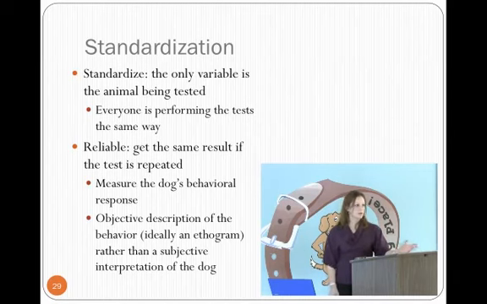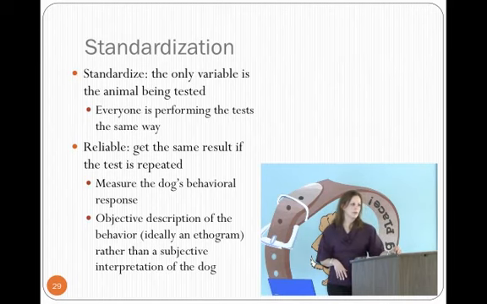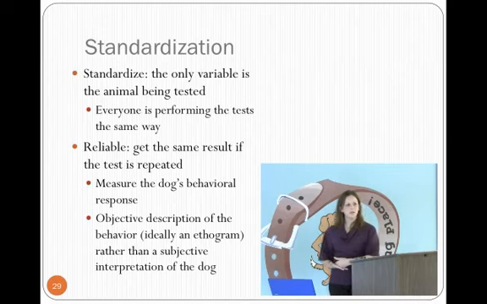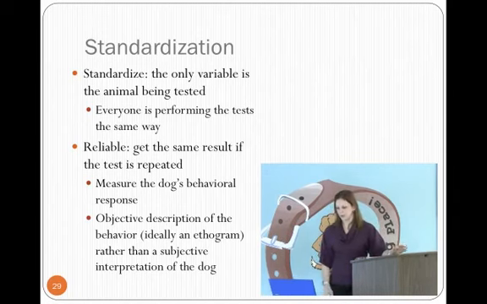And then we have to look at reliability. So if we repeat the test, are we going to get the same results? Ideally, when we're doing these, we want to measure the dog's behavioral response, and we want an objective description of the behavior versus a subjective interpretation or anthropomorphic determination of what the animal's doing. So maybe we can say, okay, this dog is showing offensively aggressive behavior because its ears are forward, its front teeth are shown, we can't see the sides, its hackles are up, it's leaning forward, and its tail is up, versus saying, oh, that dog's angry. There are very, very different interpretations in how we grade that.